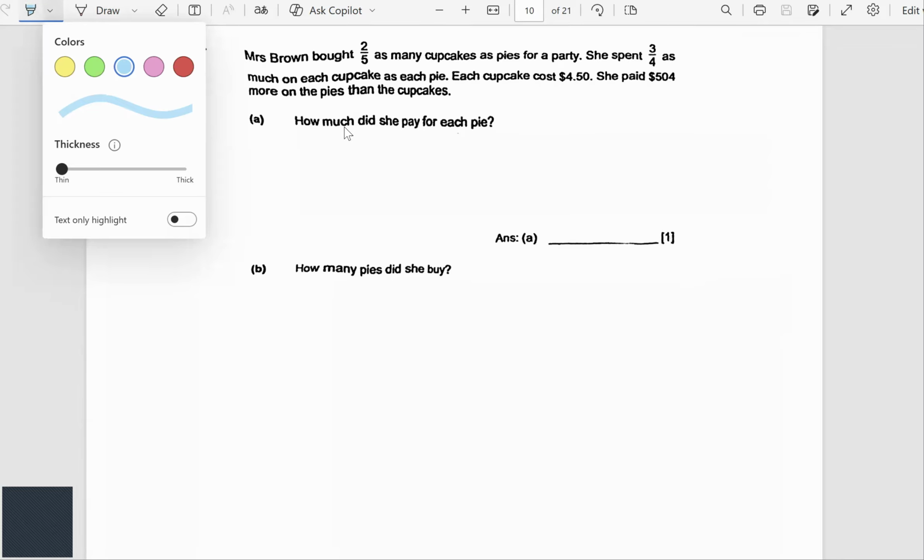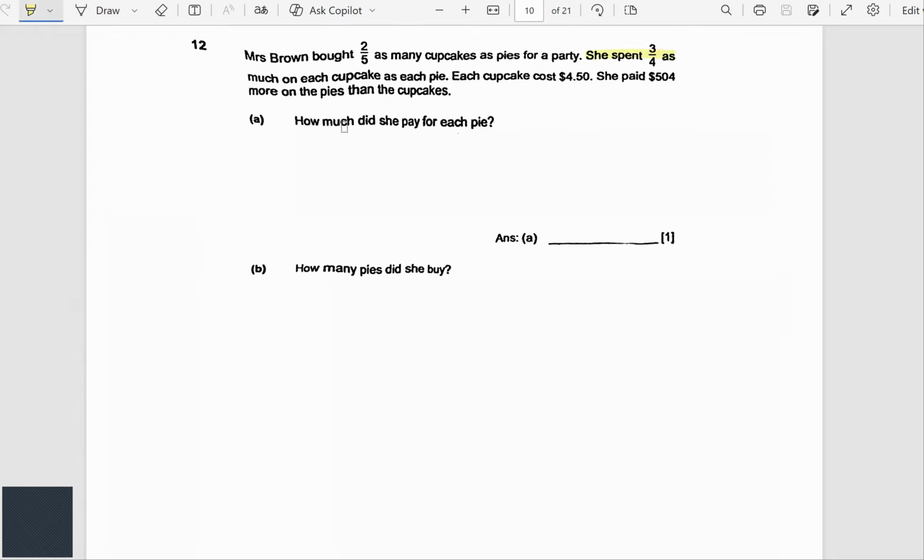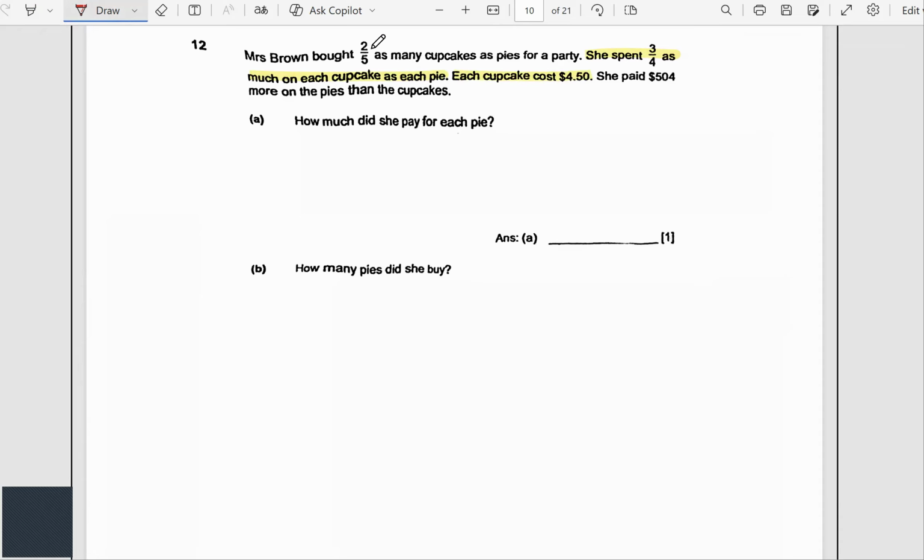So for part A, the information that you should be looking at is this one and this. Okay, not the rest. We're just looking at one pie. So the value, meaning each item, cupcake to pie. So 3 to 4. Each cupcake is $4.50. So there are 3 units is $4.50.